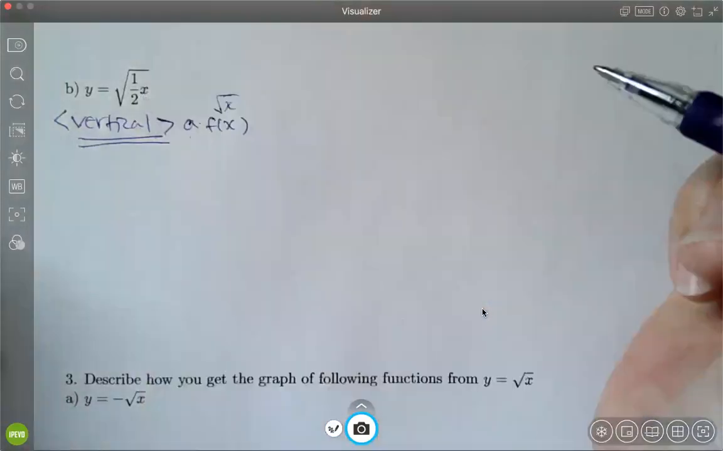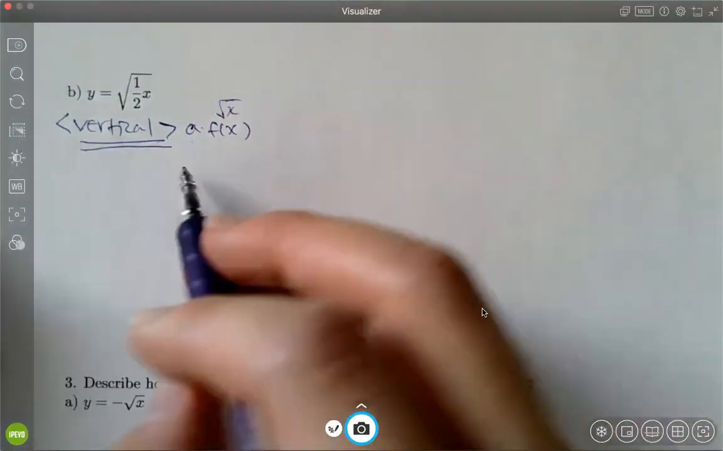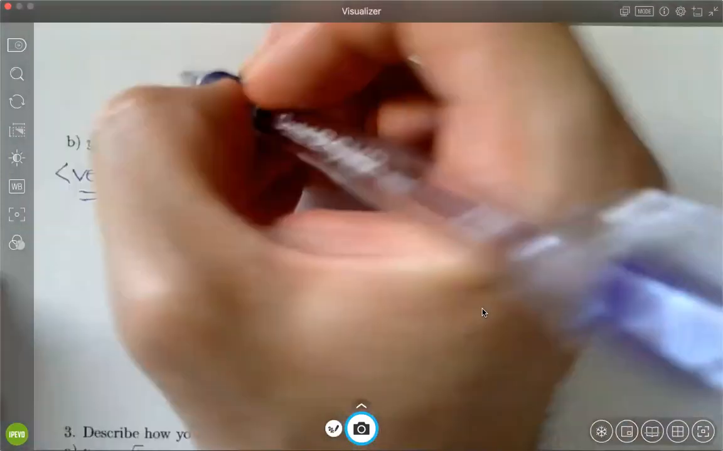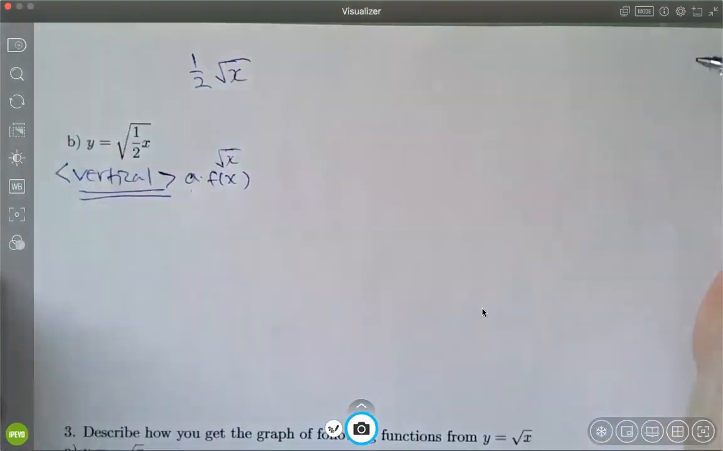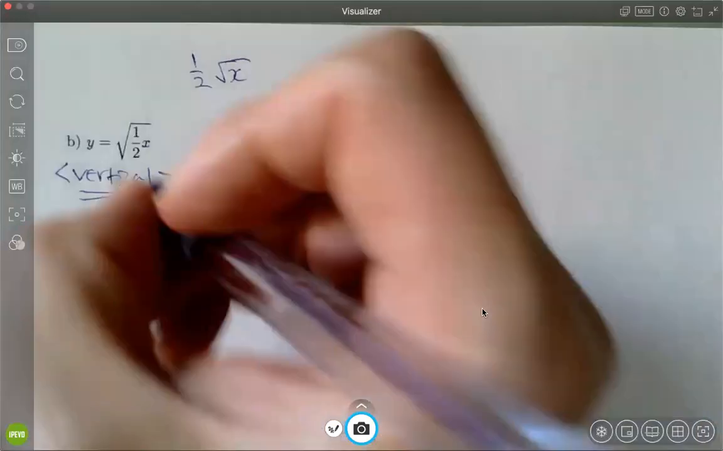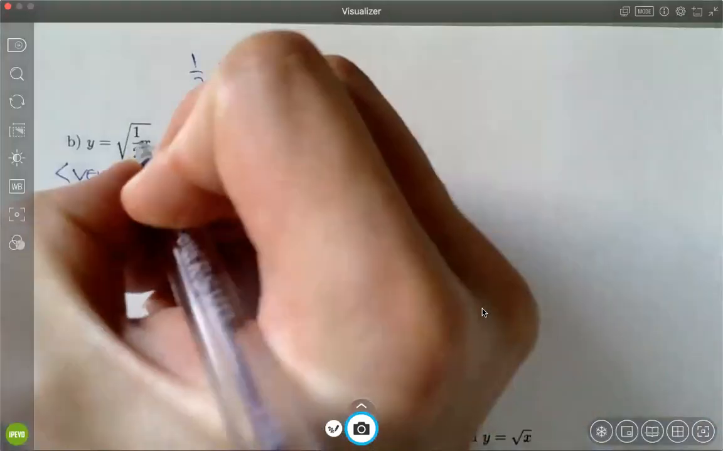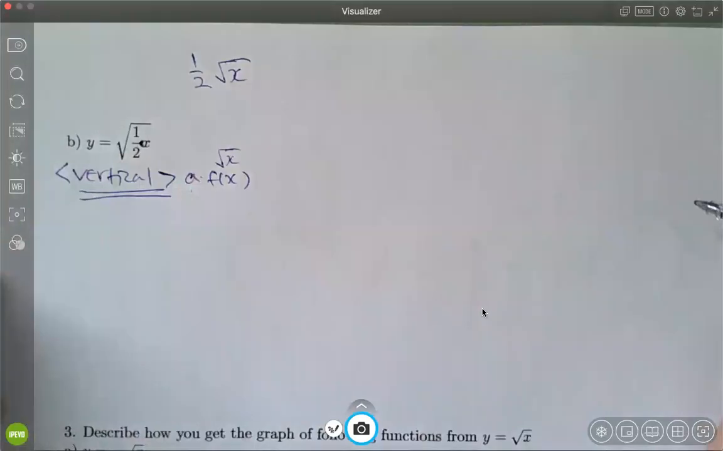Now, what happens when a is 1/2? What do we have? 1/2 times square root of x, right? But is that what we have? No. The 1/2 is under the square root, right? Okay, so how can we get this number in front? Here is my hint. 1/2 times x. Does it remind you of anything?